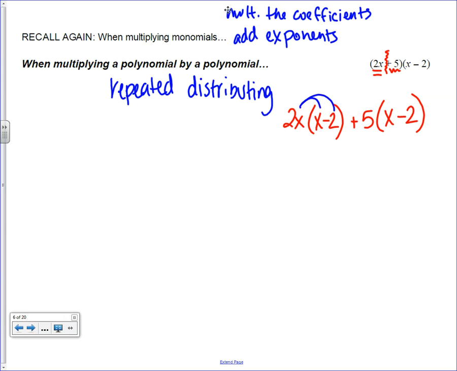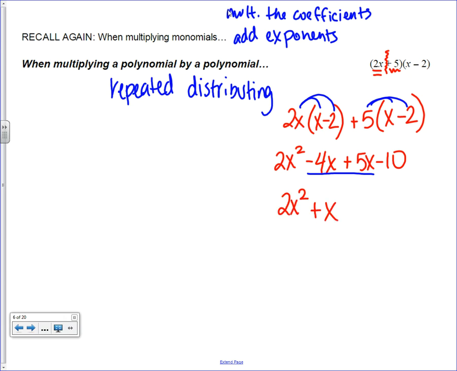So I multiply my coefficients, which just happen to be 2 here, add my exponents, which will be x squared, minus the 4x. And here when I distribute, I get plus 5x and minus 10. Now you'll notice that these two terms in the middle go together, and I get 2x squared plus x minus 10. Now I want you to notice that I wrote this in a specific order. I have my x squareds first, then my regular x is in the middle, and then my constant is on the end. And that's how we're going to want you to rearrange these if possible.